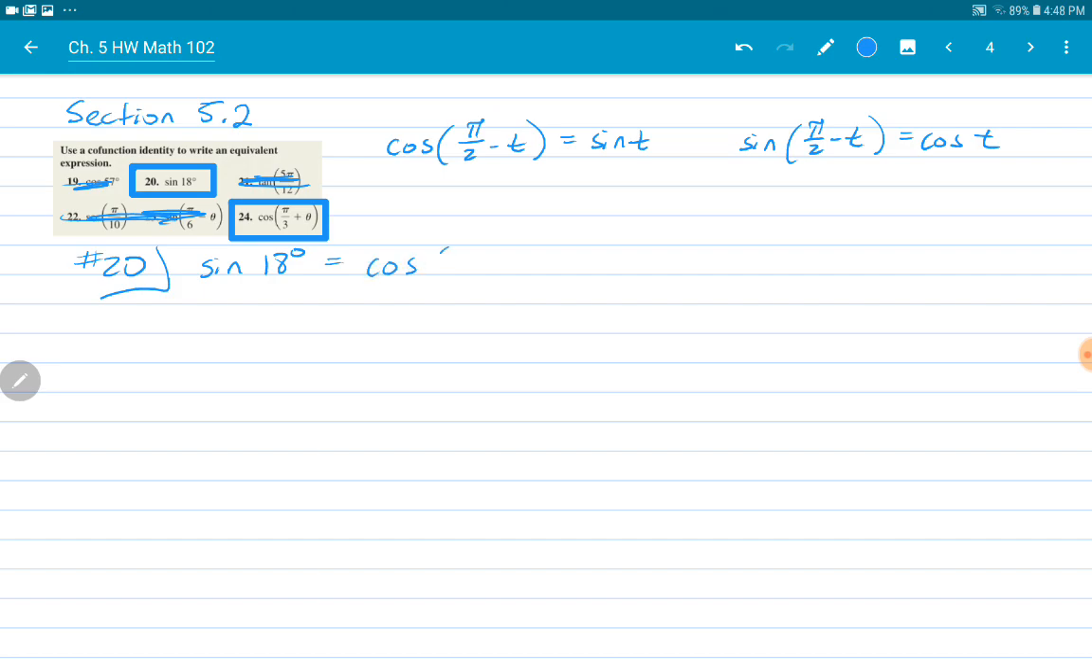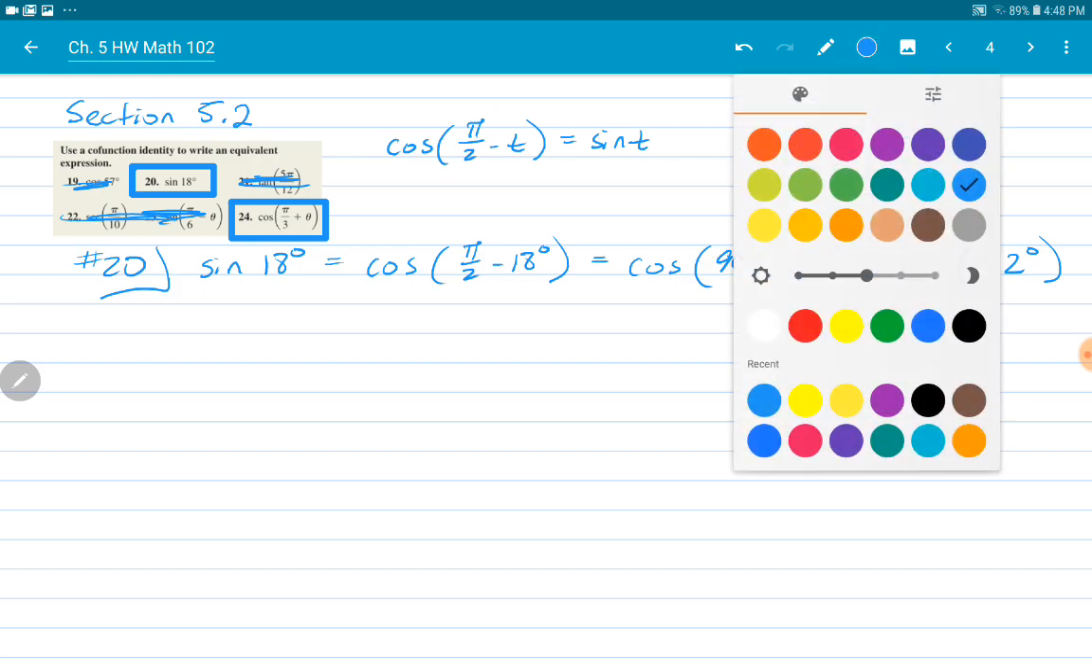So that will be equal to cosine of pi over 2 minus 18 degrees, but that's radians and degrees mixed together. So let's convert the pi over 2 to 90 degrees, and we get cosine of 72 degrees. Okay, so that one's pretty straightforward, but let's move on to number 24.